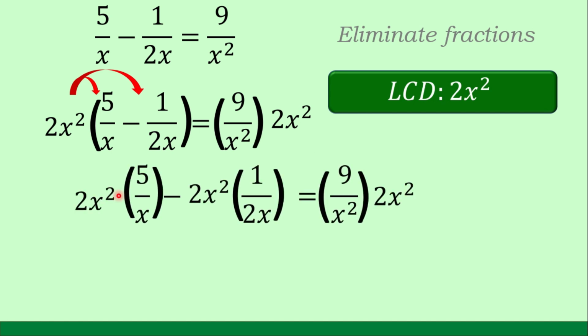I'm showing to you that I multiplied the LCD, which is 2x squared, to the first term. That's 5 over x. I copied minus. Again, I copied the LCD because I multiplied that to the second term, which is 1 over 2x. I copied the equal sign. Here, we have 9 over x squared and multiplied to the LCD.